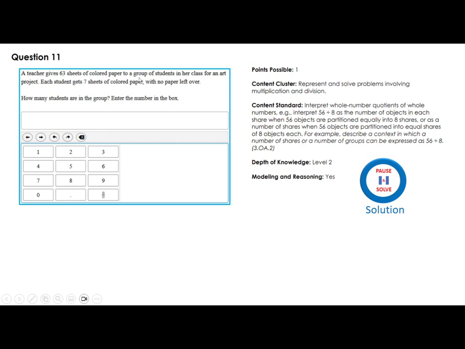A teacher gives 63 sheets of colored paper to a group of students in her class for an art project. Each student gets 7 sheets of colored paper with no paper left over. How many students are in the group?